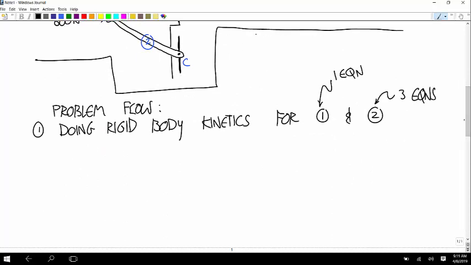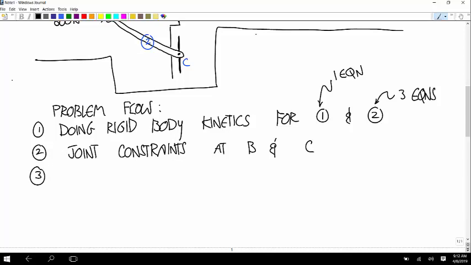Okay, so we do the rigid body kinetics problem. We have 4 equations. Then we do the joint constraints. The first example we did last time, there was only one joint constraint. It was like the knee. This one, there are 2 joints, one at B and one at C. So there's a little more work to do in this problem. And then the last step is the acceleration of the point C relative to the ground is going to be equal to the acceleration of the point C relative to the center of mass of 2 plus the acceleration of the center of mass of 2 relative to the ground.